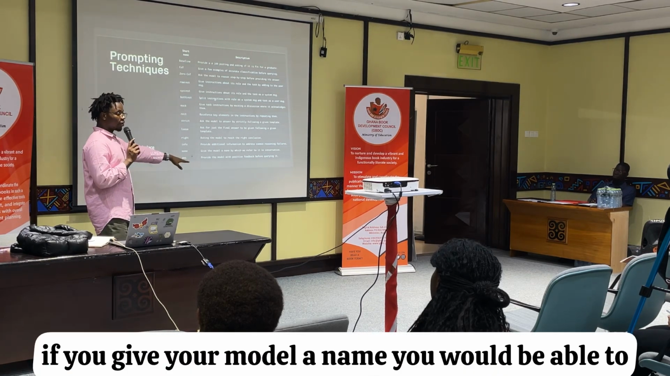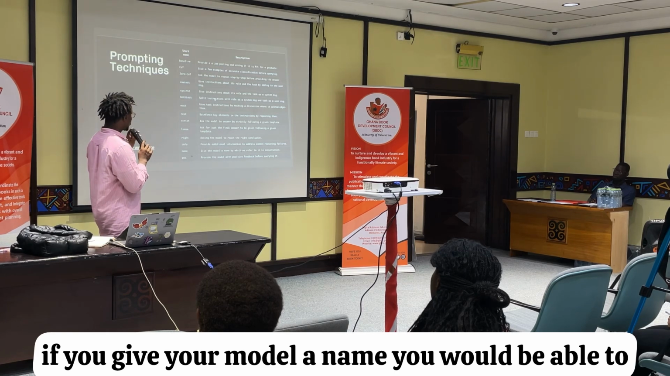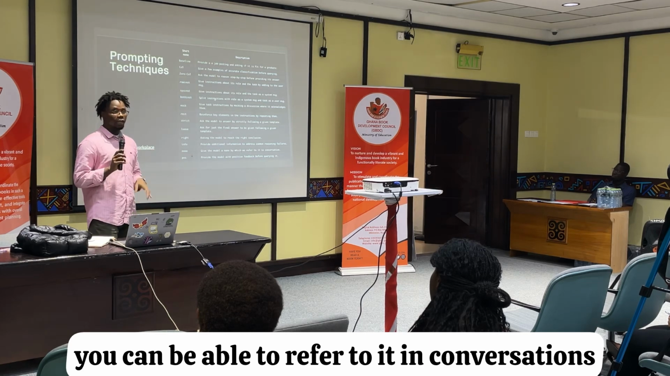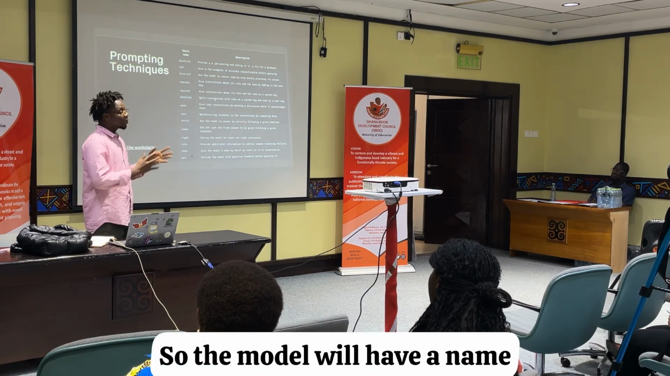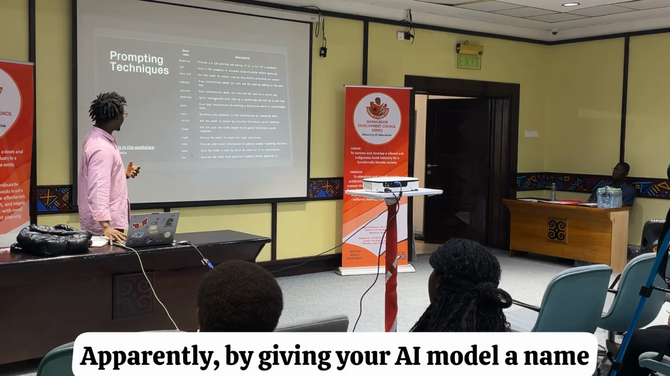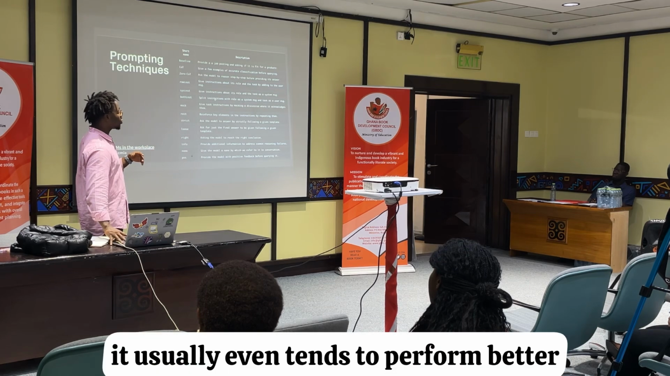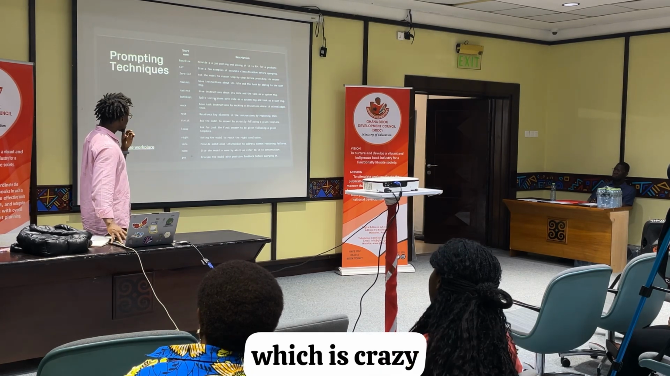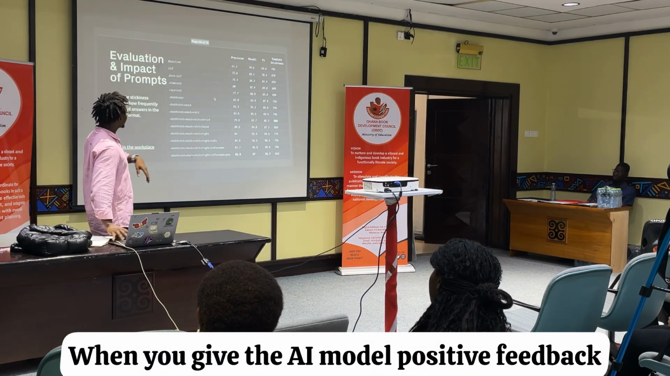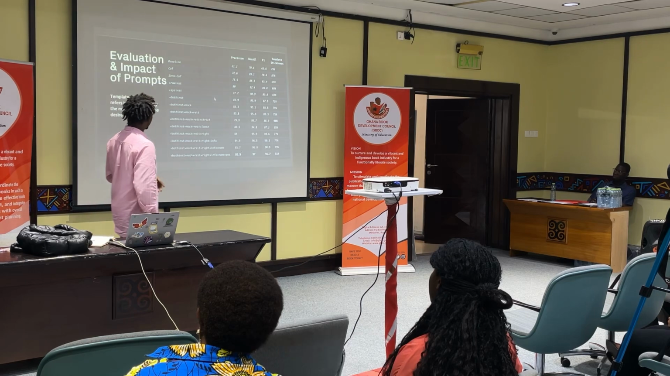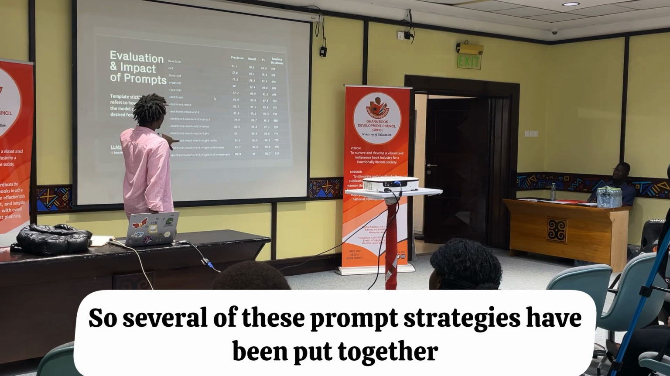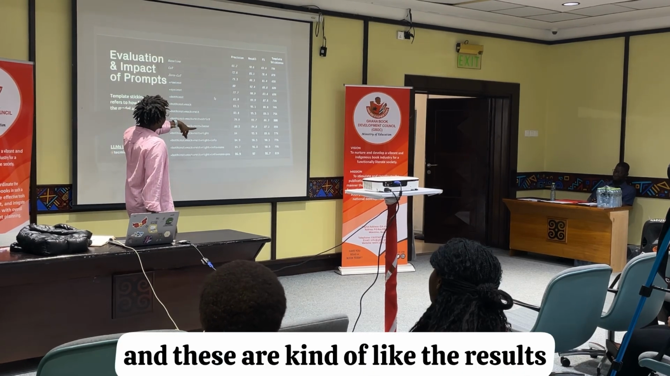If you give your model a name, you can be able to refer to it in conversations. So the model would have a name and it will consistently recall. Apparently, by giving your AI model a name, it usually even tends to perform better, which is crazy. And then there's positive feedback. When you give the AI model positive feedback, it does well. So several of these prompt strategies have been put together, and these are kind of like the results.